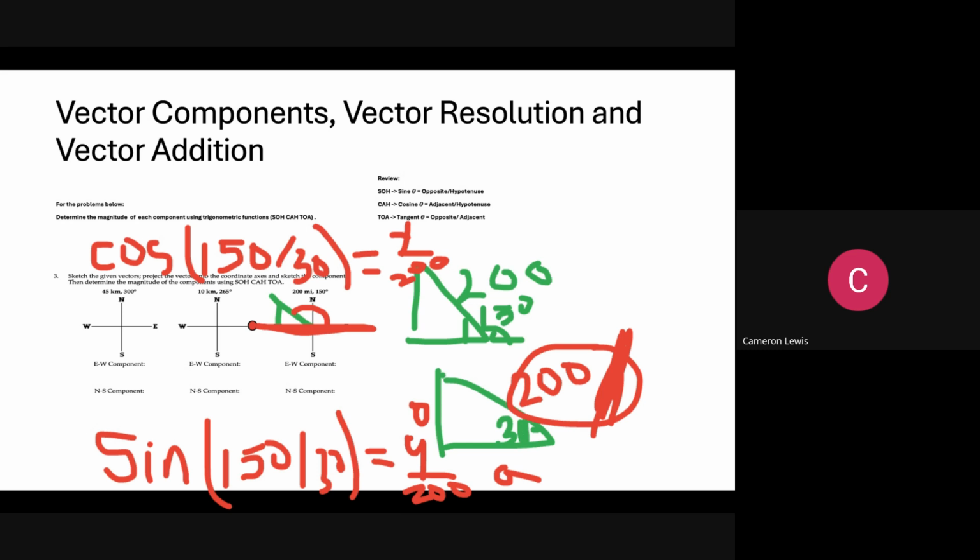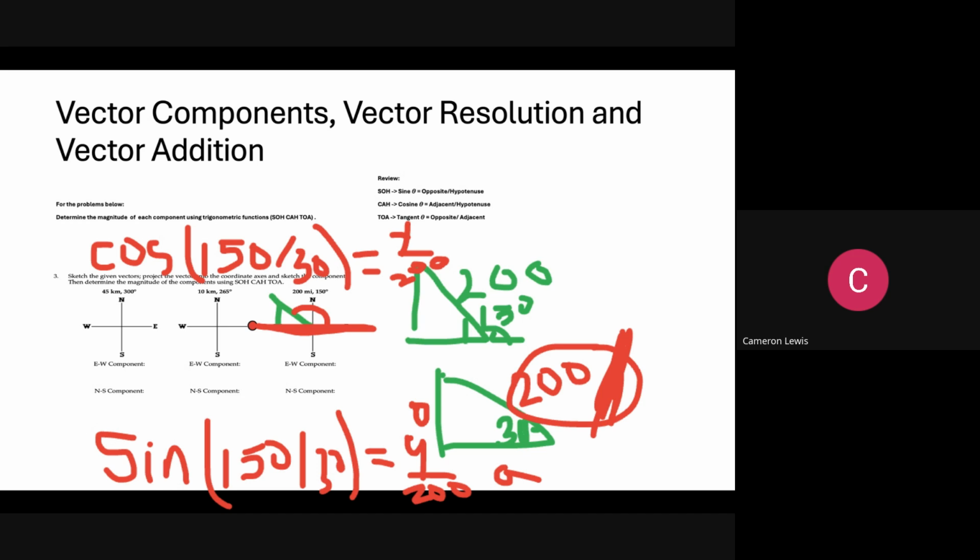Now, think about what we did earlier. Which number has the larger magnitude, as in the number? Ignore the negative and positive. 173. So that one has the larger magnitude. And which component is that, the east and west or the north and south? The 173 is the east-west component, right?